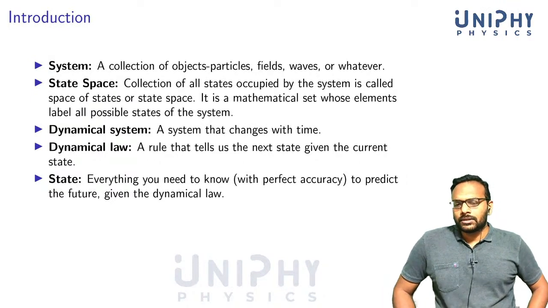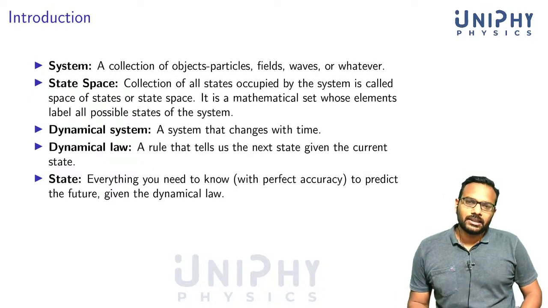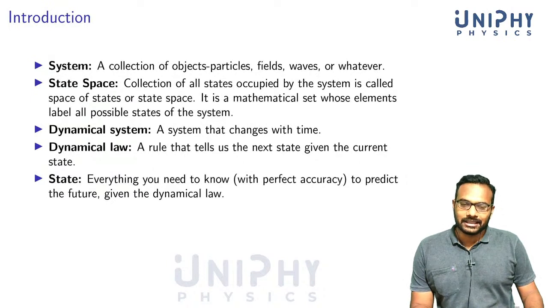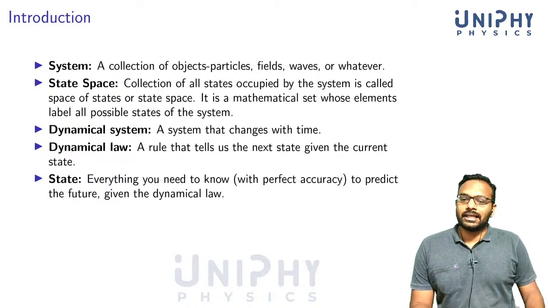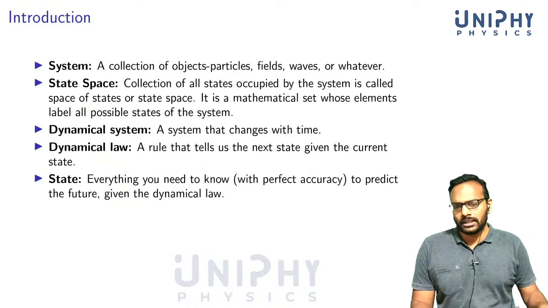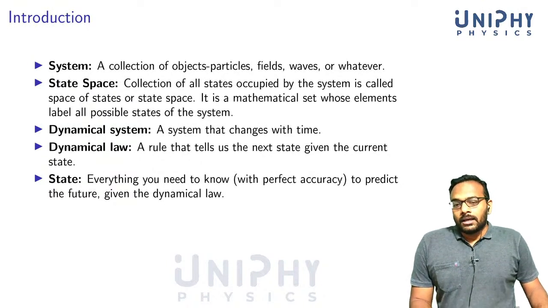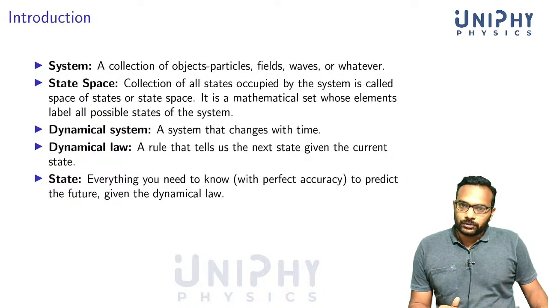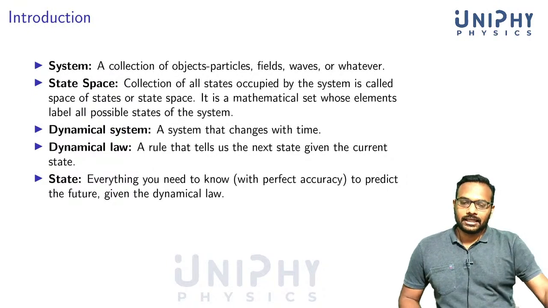So it's actually a mathematical set. You might be familiar with the word set. So the state space is a mathematical set. And what are the elements of the set? The elements of the set are all the possible states of the system. And another term that we will be using is a dynamical system. It's a system that evolves with time. It's a system that changes with time.